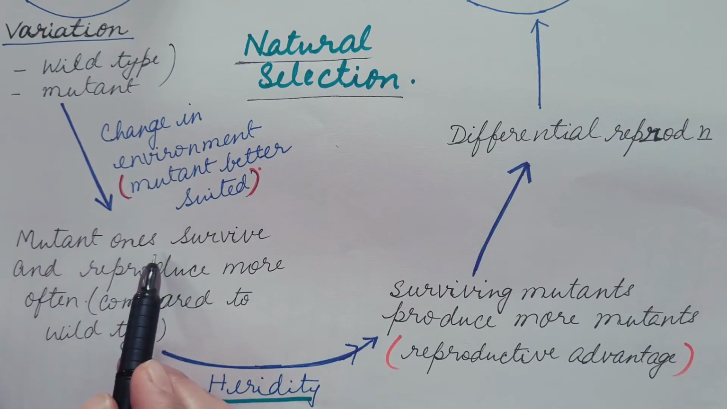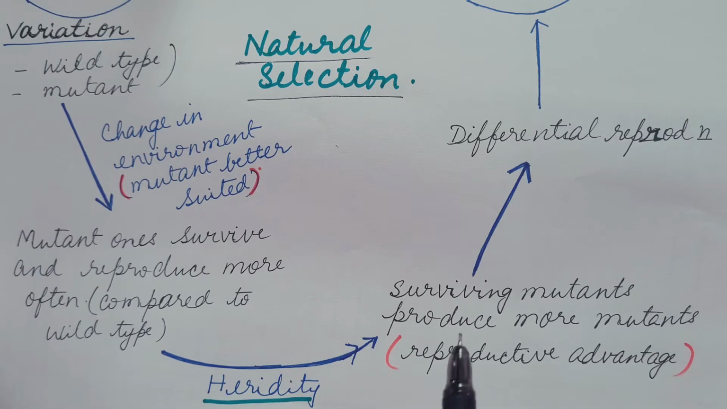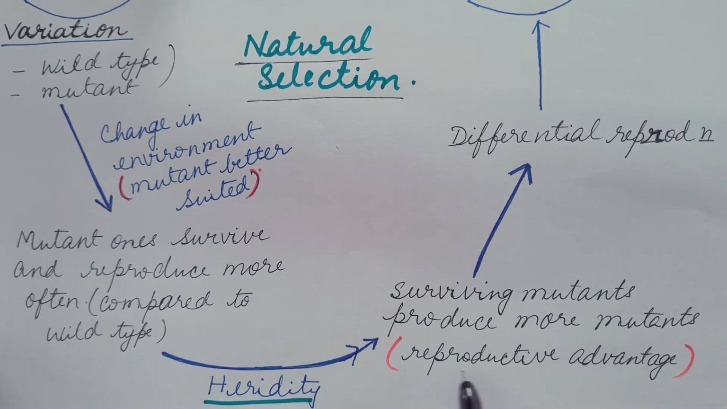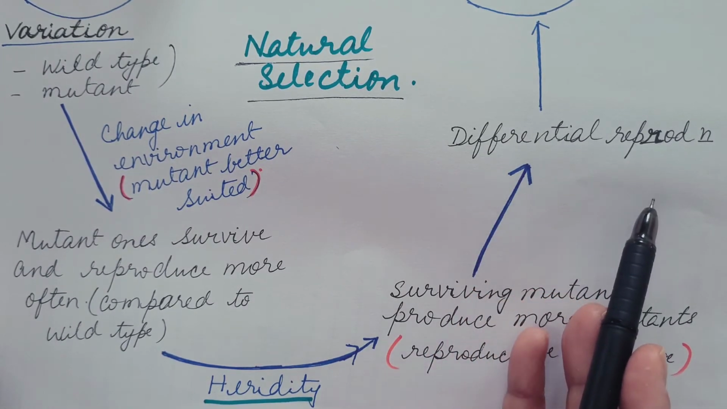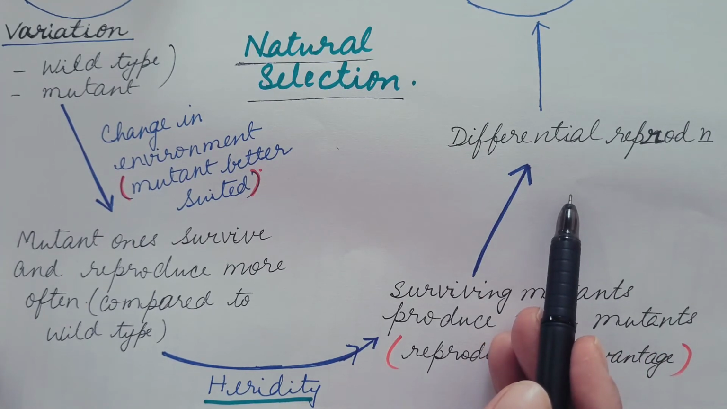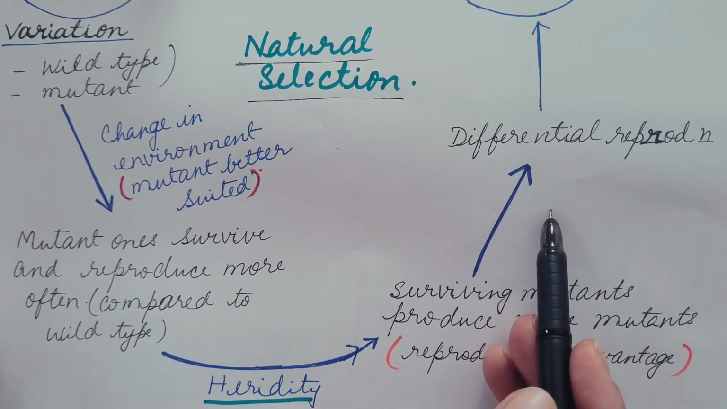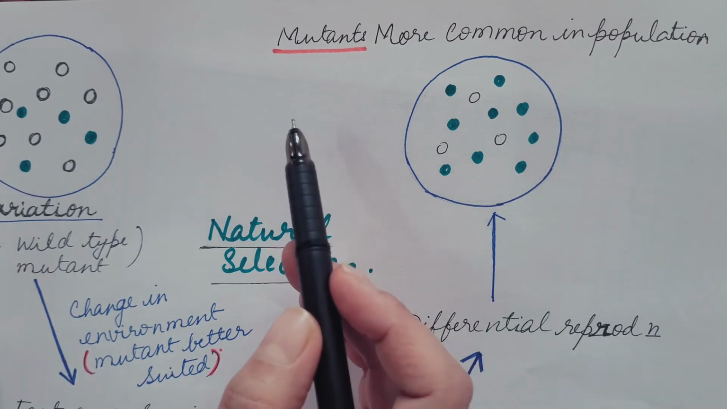Now, the mutants survive and reproduce more often compared to the wild type. And there is heredity. That is, surviving mutants produce more mutants. They have the reproductive advantage. And this is known as differential reproduction because there is a difference in the reproduction of mutant and wild type. Mutants reproduce more often compared to the wild type. Hence, differential reproduction.